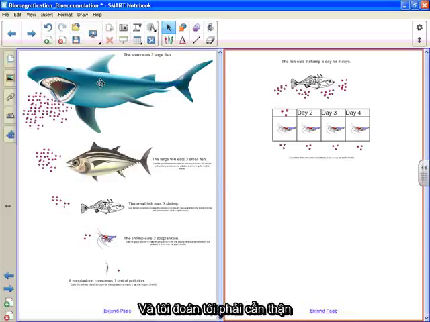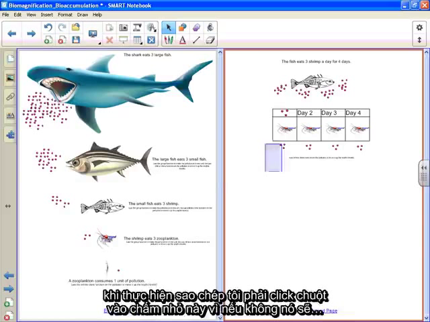And I guess the big thing that I have to be careful with is when I'm doing this cloner, I have to click on the little dot that it represents, because if not, it just gives me that blue thing.